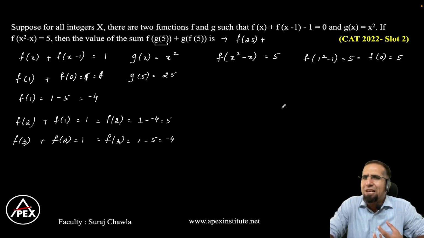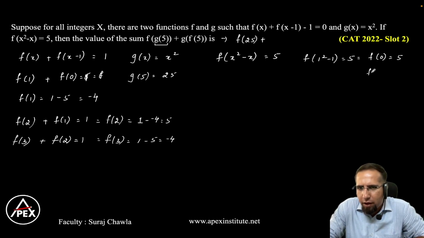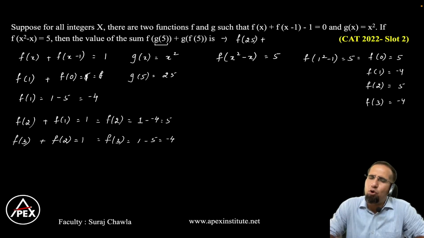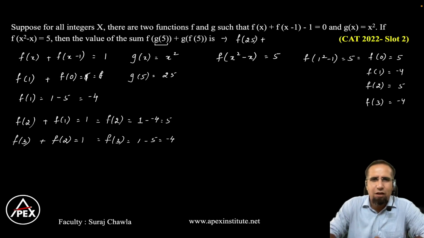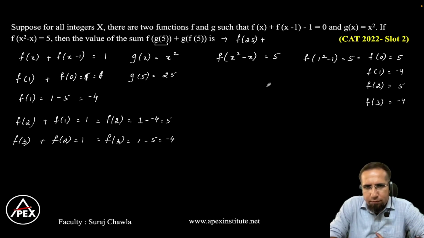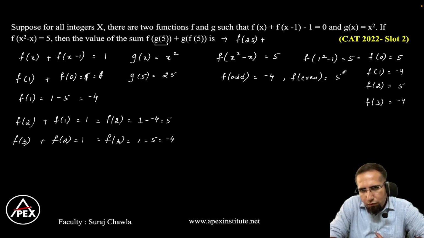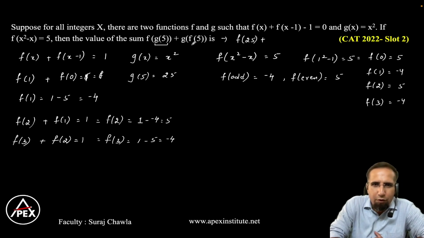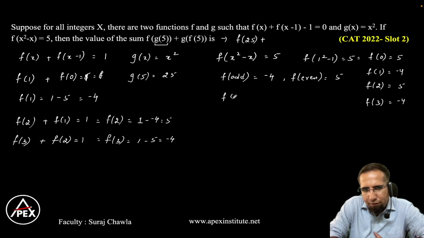So we are understanding a cyclic pattern. F of 0 is equal to 5, f of 1 is equal to minus 4, f of 2 is again equal to 5, f of 3 is again equal to minus 4, and so on and so on. Which means, can I conclude that f of odd number? So we can conclude that f of odd is equal to minus 4 and f of even is equal to 5. Now what do we want? We want f of 5. So what is f of 5? F of 5 will be f of odd, which is equal to minus 4.